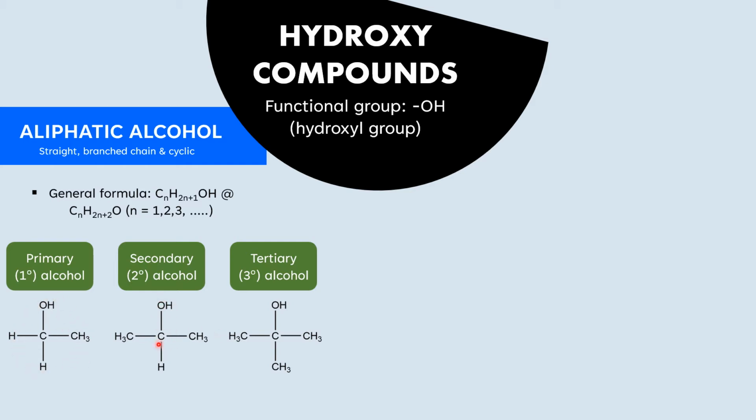And for this one, this carbon bonded to OH is a secondary carbon because it is bonded to another two carbon atoms. So this alcohol will be classified sebagai secondary, and this is a tertiary carbon bonded to OH. So this whole compound akan jadi tertiary alcohol. So basically itu adalah cara kita classify alcohol.